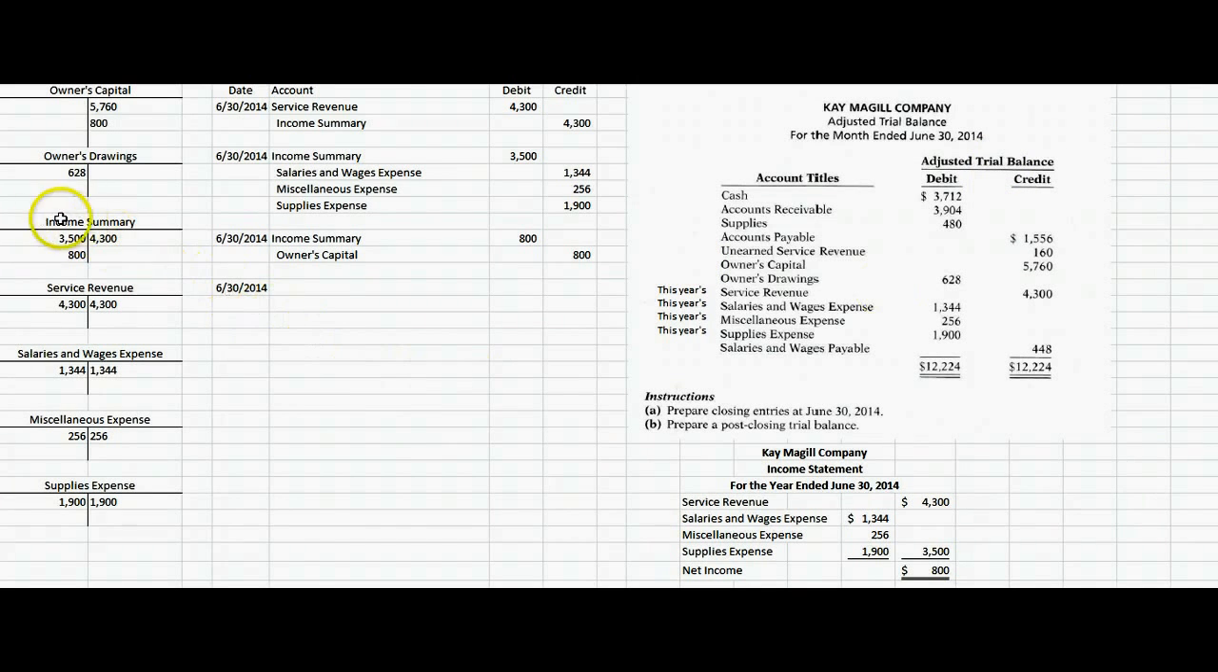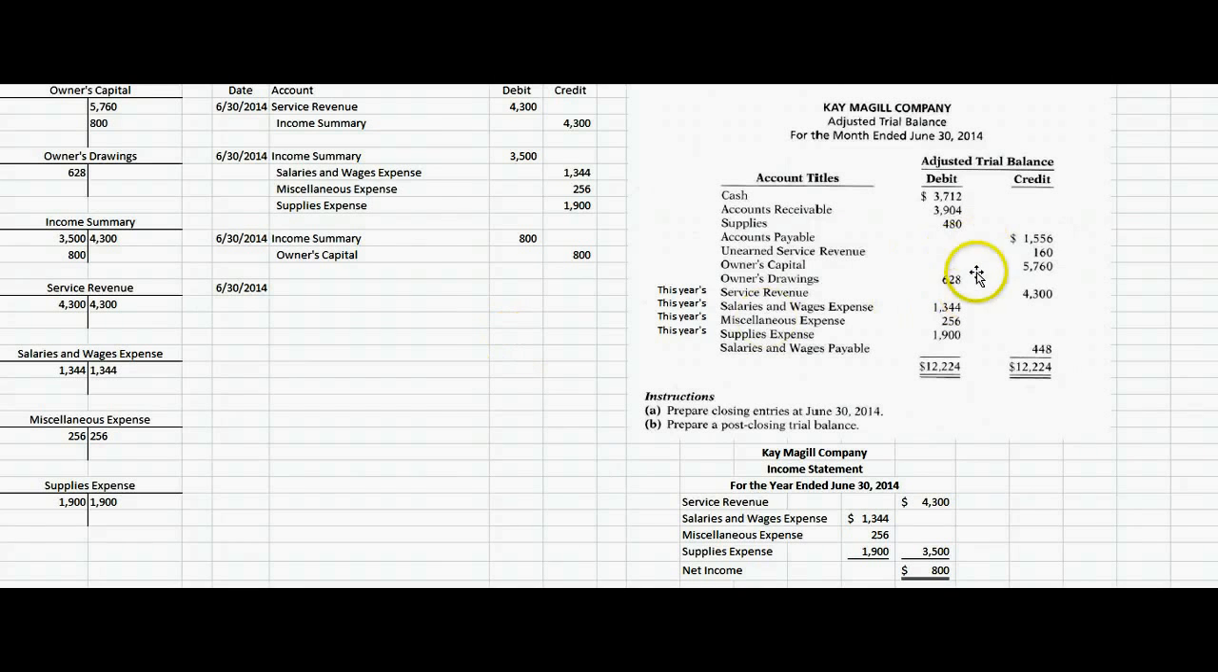Now income summary has $4,300 worth of debits, $4,300 worth of credits. It has a zero balance. Income summary only exists for half a second and just allows us to empty our buckets of revenue and expenses into it and then move that directly into owner's capital.